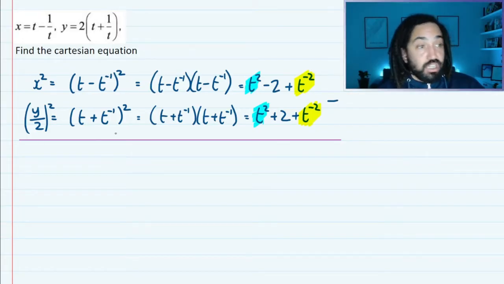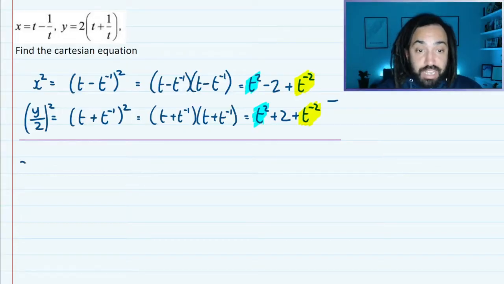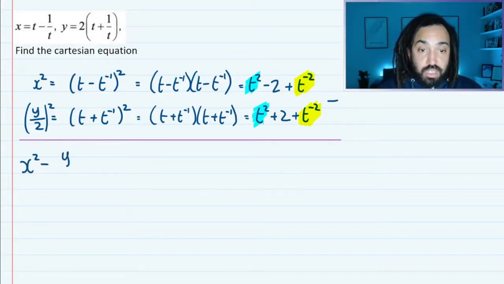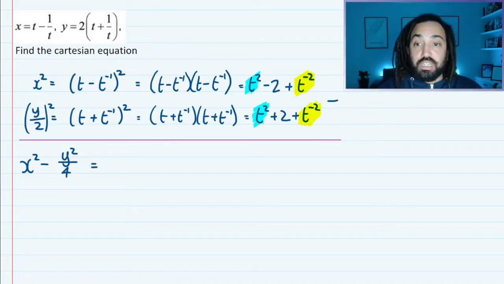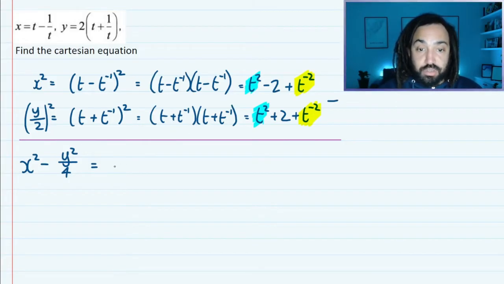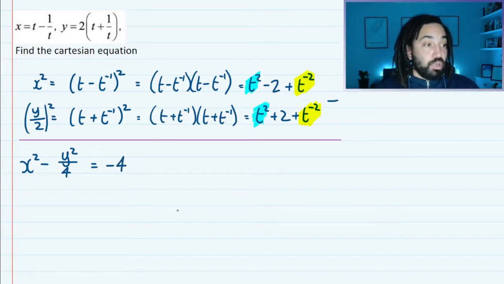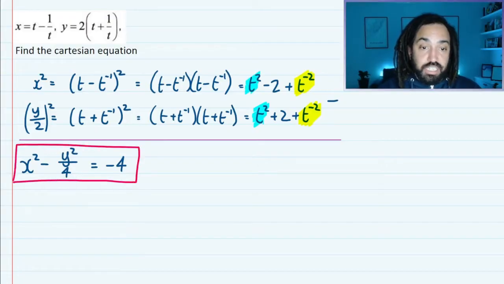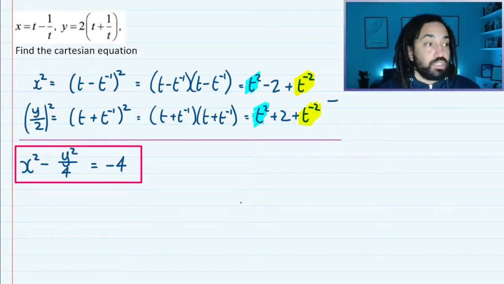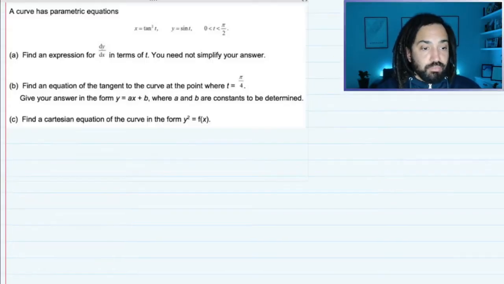Okay, so the left-hand side of the equation, when I subtract, I'll get x squared minus y squared over 4, which is this y over 2 all squared. And then when I subtract these ones on the right-hand side of the equation, the blue t squareds will cancel, the yellow t to the minus 2s will cancel, so we're just left with minus 2, take away 2, which is minus 4. And bosh, there it is. That is Cartesian because it is x and y's, no t's, no third parameter. We are good to go. On to the next one.